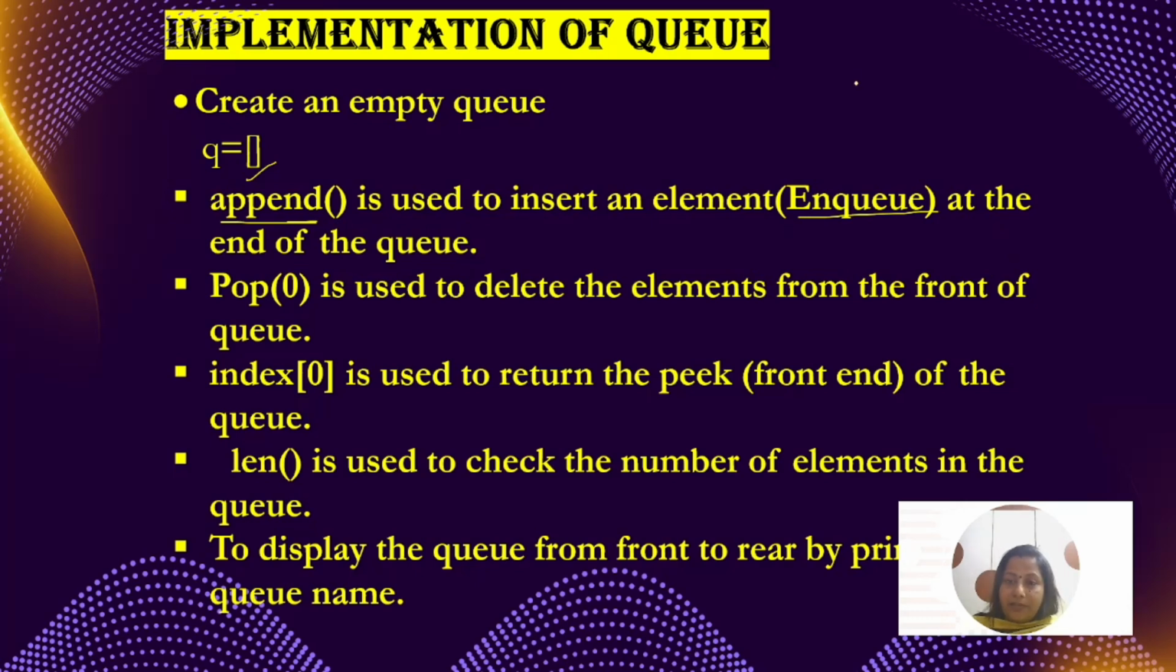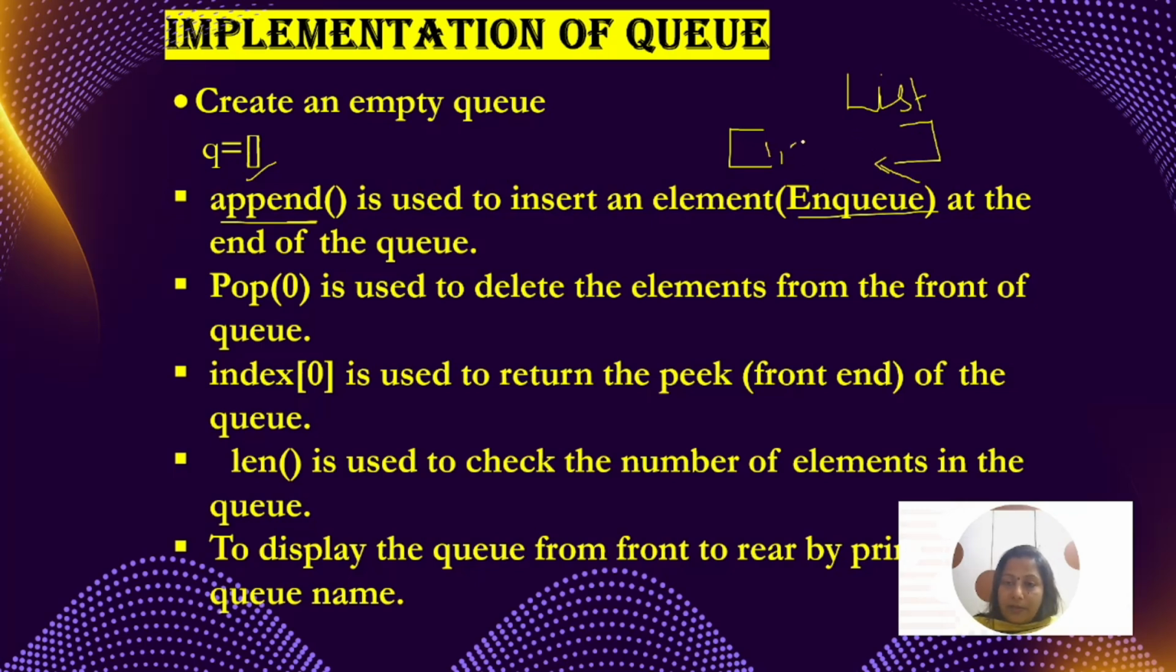The append function is used to insert an element, which means NQ, at the end of the queue. So whenever you use the append function, it will keep on adding to the end of the list, right? The same way, here also we are going to use the list concept for the implementation. I hope everyone remembers the list; it will be created like this. And with the append function, whatever you add will be added at the end of the list.